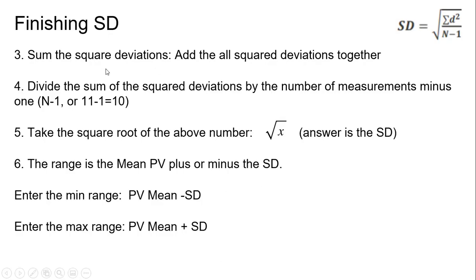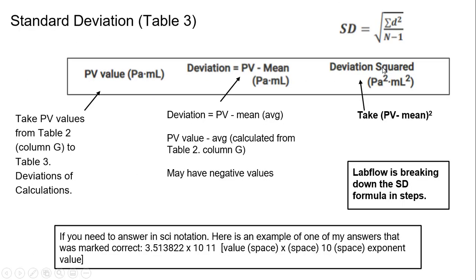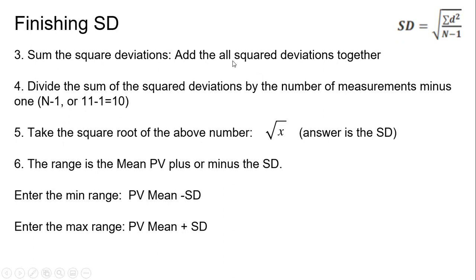Now we're continuing on. You're going to sum the square deviations. So you take all these numbers that are here and add them all together. You're going to enter that number into question 3. Now from 3, you go to 4, and that means you're going to divide that number by n minus 1, or 11 minus 1, which is 10.